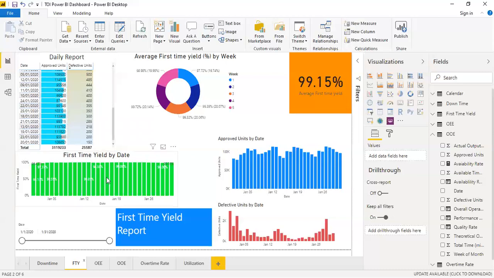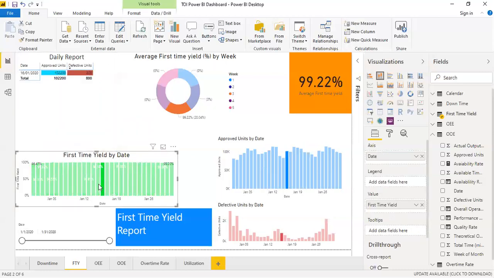Okay, so this is first time yield by date in percentage. So on that particular day it is showing that they had a 99.22% yield on 16th of Jan. So this is how we can click on a particular day and we can know what happened.